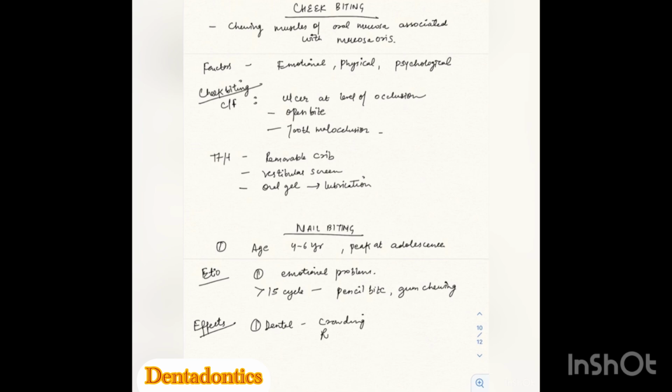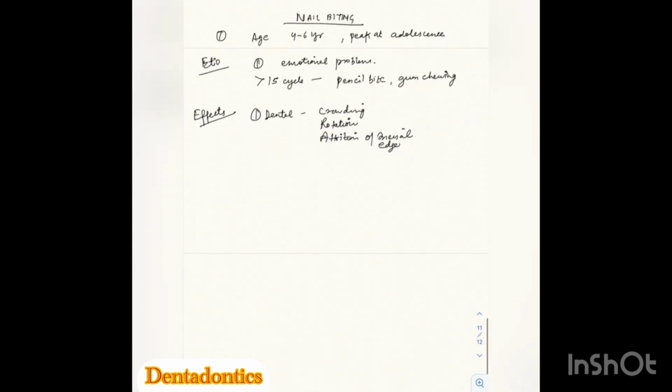Coming to the various dentoalveolar effects of nail biting, first is dental effect. Nail biting causes crowding of teeth, rotation of the lower teeth and abrasion of the incisal edge because of the continuous biting of the nails. Second, the nails: there will be inflammation of the nail beds and the nail will be red, smooth and extra clean.